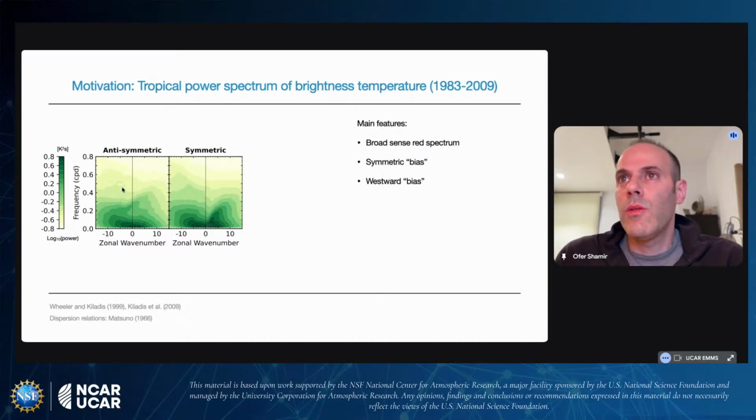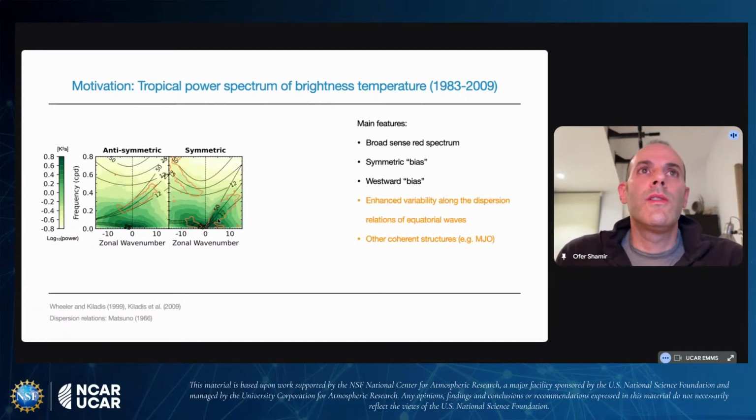But perhaps the key feature which made this figure so iconic is the regions of enhanced variability, which are enclosed by the orange contours here and align with the dispersion relations of equatorial waves, which are marked by the black curves, and were predicted more than 30 years earlier by Matsuno in 1966. So, for example, here we have the Kelvin waves, Rossby waves, mixed Rossby gravity waves. There is also a region here of enhanced variability which doesn't align with any of the dispersion relations. And this region is typically associated with the Madden-Julian oscillation.